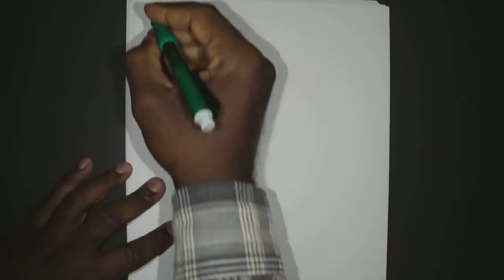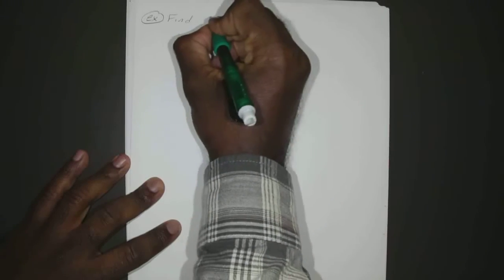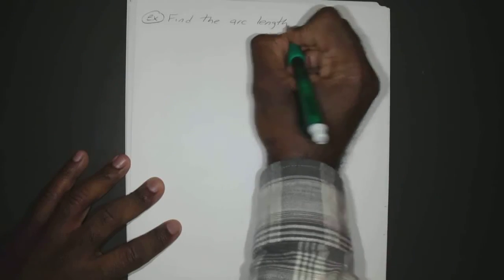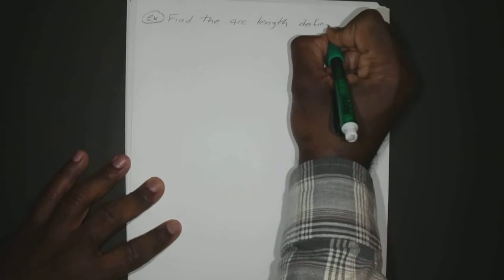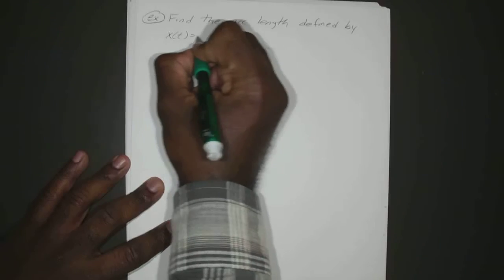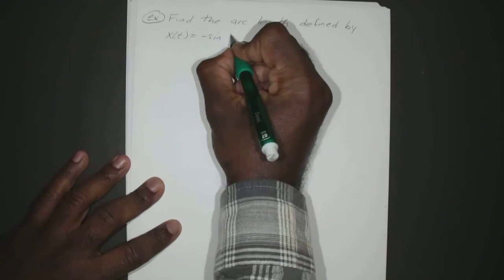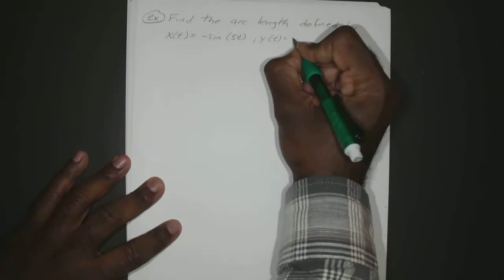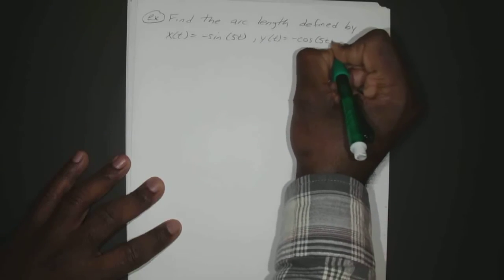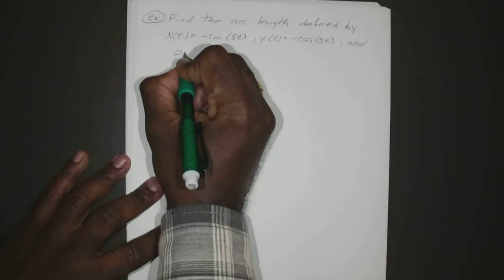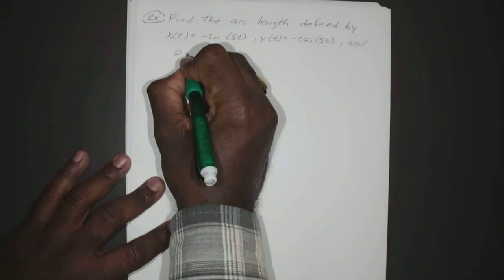Freeze it. So let's say, for example, we want to find the arc length defined by x of t equals negative sine of 5t, y of t equals negative cosine of 5t, and t is between 0 and pi over 5.